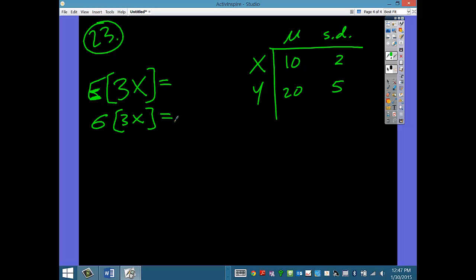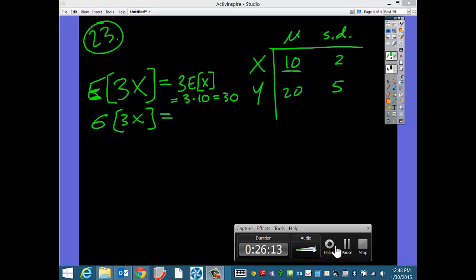Okay, so expected value of 3x. Well, there's a handy fact with expected values that if we have a coefficient in here, we can bring it on out and say this is just equal to 3 times the expected value of x, which is sitting right here. So that comes out immediately. That's just 30. Nice and easy. Okay, standard deviation. Here we can't just multiply it by 3, the way we do with the expected value.